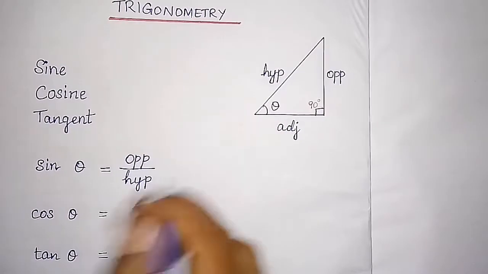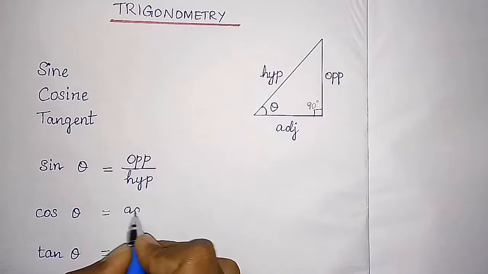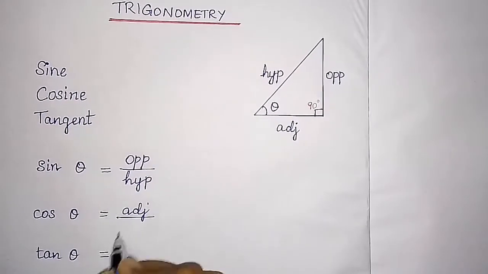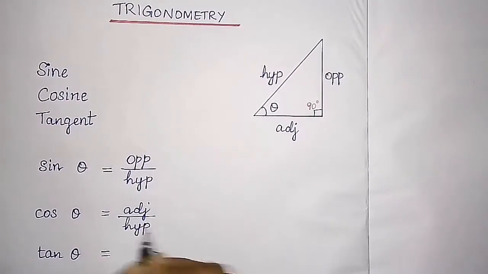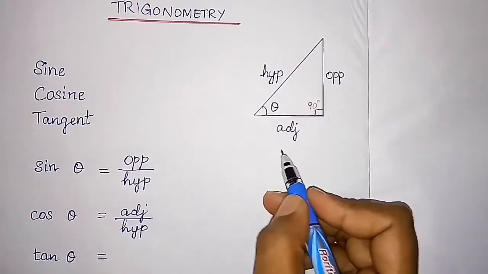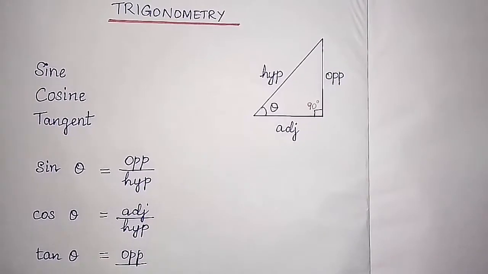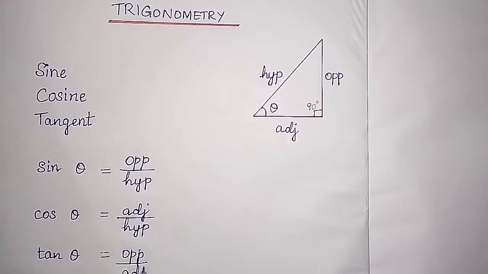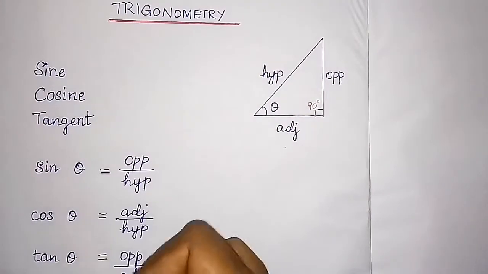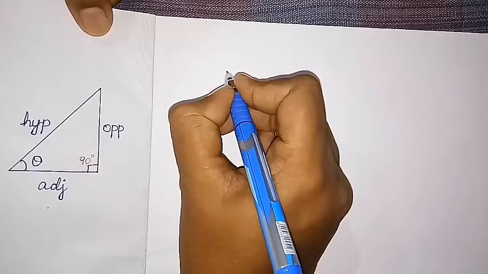Therefore, cos theta is adjacent divided by hypotenuse. Tan theta is opposite divided by adjacent. So sine, cos, tan: you have now seen how to find sine theta, cos theta and tan theta.